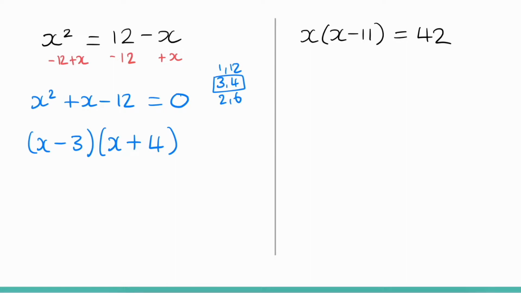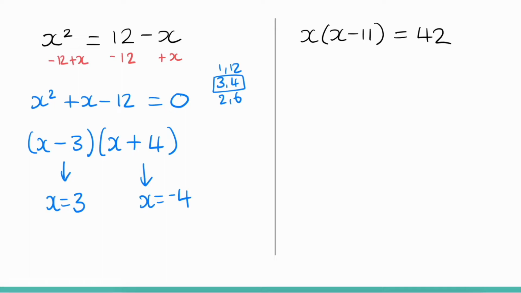Okay, so now that we've got it factorized, we can now use that to solve it. So if it's x minus 3, then that gives me a solution of x is equal to 3, and x plus 4 gives me a solution of x is equal to minus 4. So I've now got my final solution of 3 and minus 4, which is the solution to the quadratic x squared equals 12 minus x.